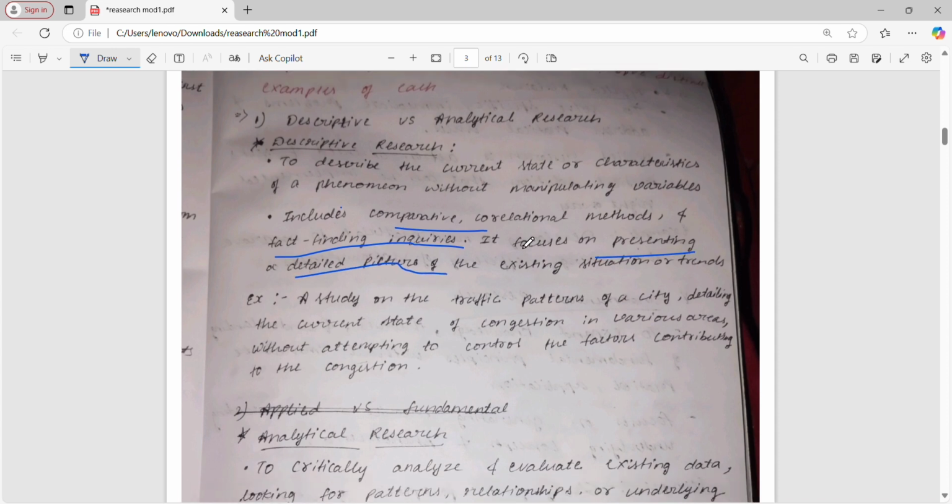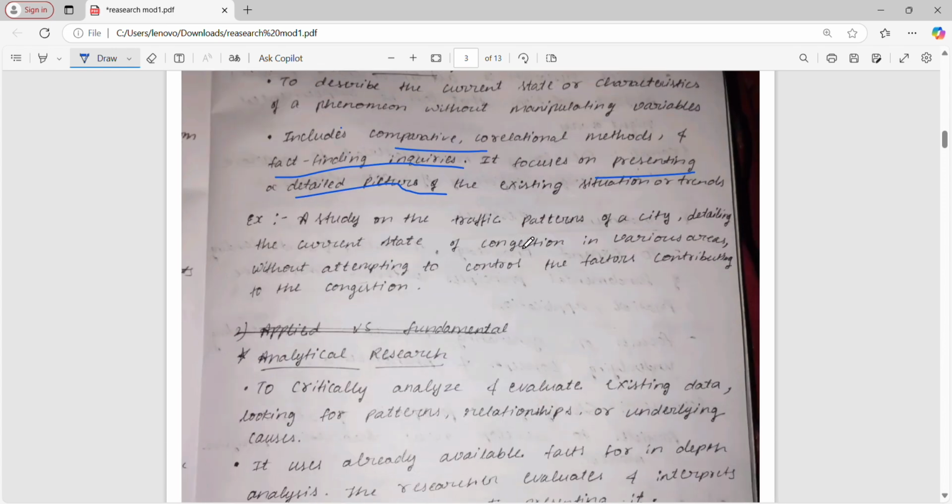It includes comparative correlational methods and fact-finding inquiries. It focuses on presenting a detailed picture of existing situations or trends. Example: a study on the traffic patterns of a city, detailing the current state of congestion in various areas without attempting to control the factors contributing to the congestion.